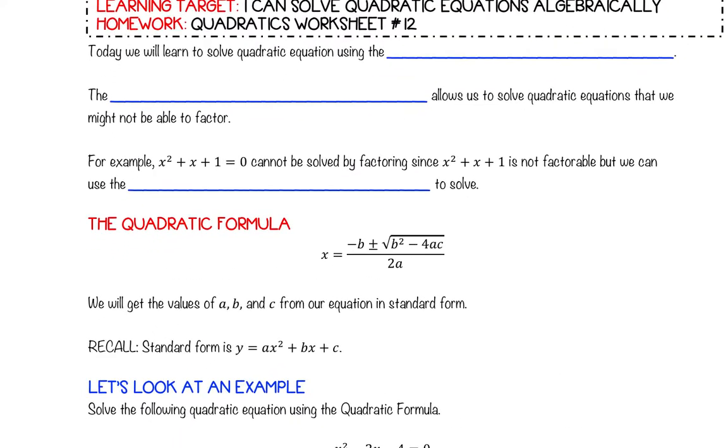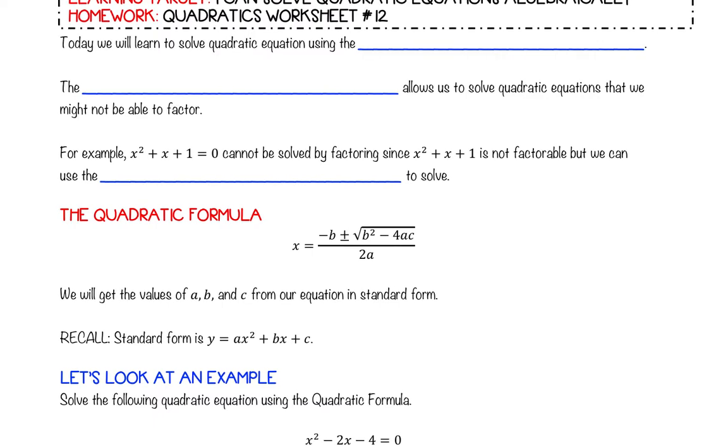All right, so today we will learn how to solve quadratic equations using the quadratic formula. The quadratic formula allows us to solve quadratic equations that we might not be able to factor. For example, x squared plus x plus 1 equals 0 cannot be factored by solving since x squared plus x plus 1 is not factorable. But we can use the quadratic formula to solve.